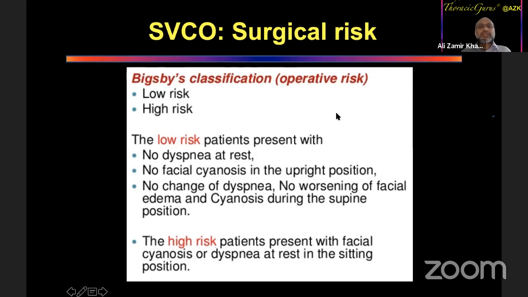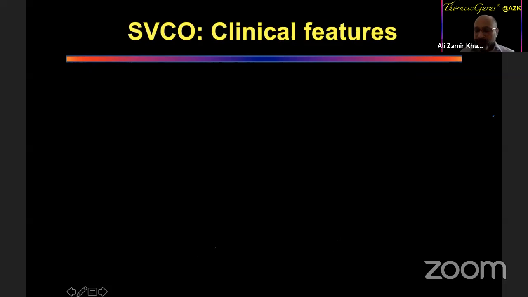There is a Bigsby's classification for looking at surgical risk. This was prior to the era of endovascular therapies. So this was for deciding whether you should operate on these patients or not. Nowadays, we just stent them. But in those days, because there was no stenting available, you had to look at whether the patient was low risk for surgery, with no physical signs and symptoms, or high risk for surgery, with the presence of physical signs and symptoms. So it's very important to understand what system you're using.